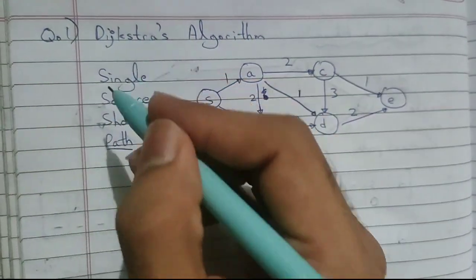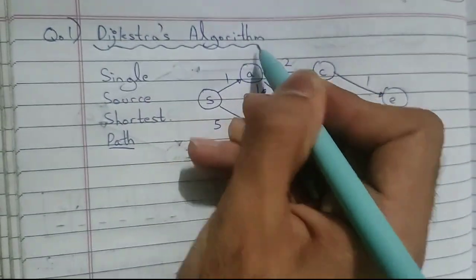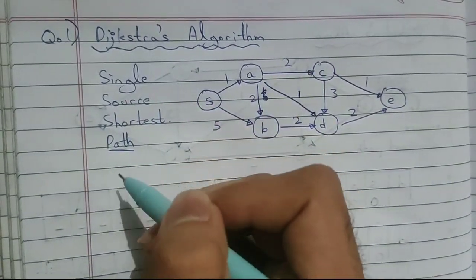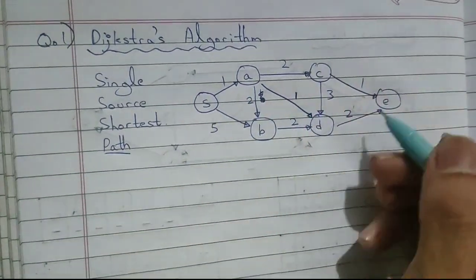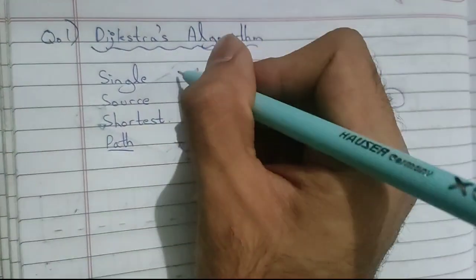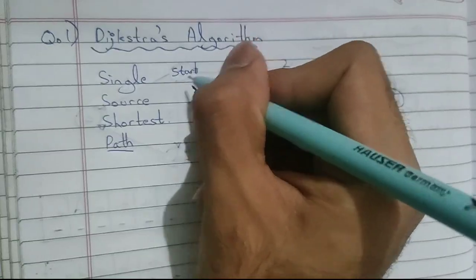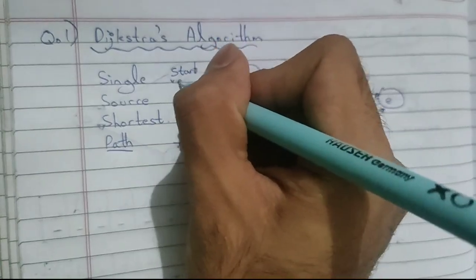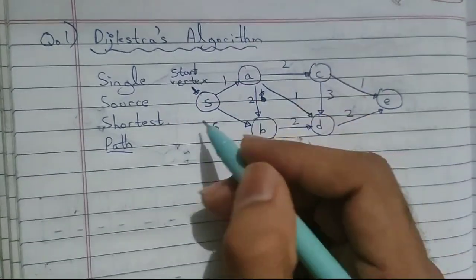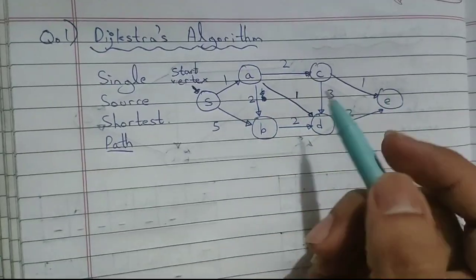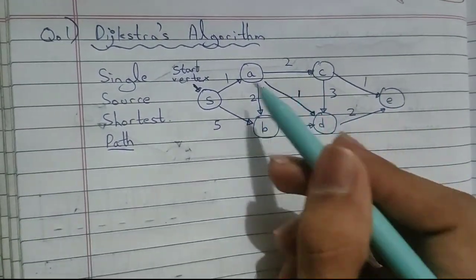So this is a question on Dijkstra's algorithm, the single source shortest path algorithm. Basically in this question they'll give you a start vertex. In this question the S node was the start vertex. Starting from this node you'll have to find the shortest path that connects all the nodes to this node.